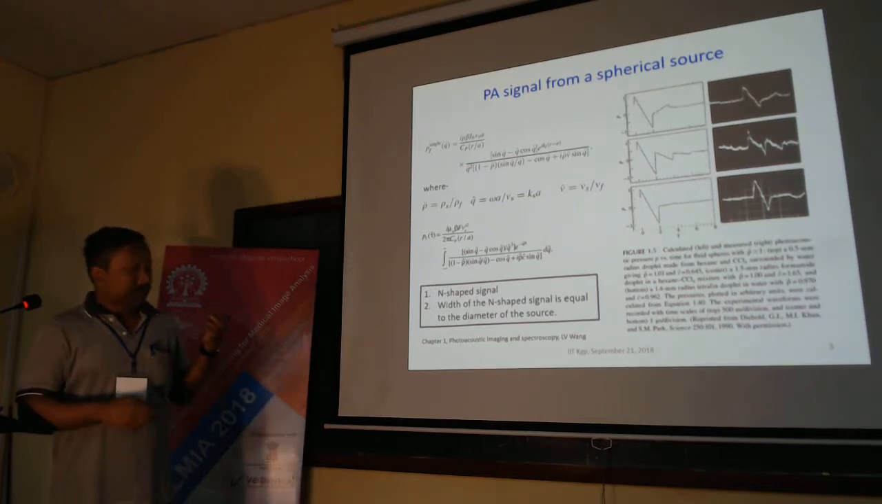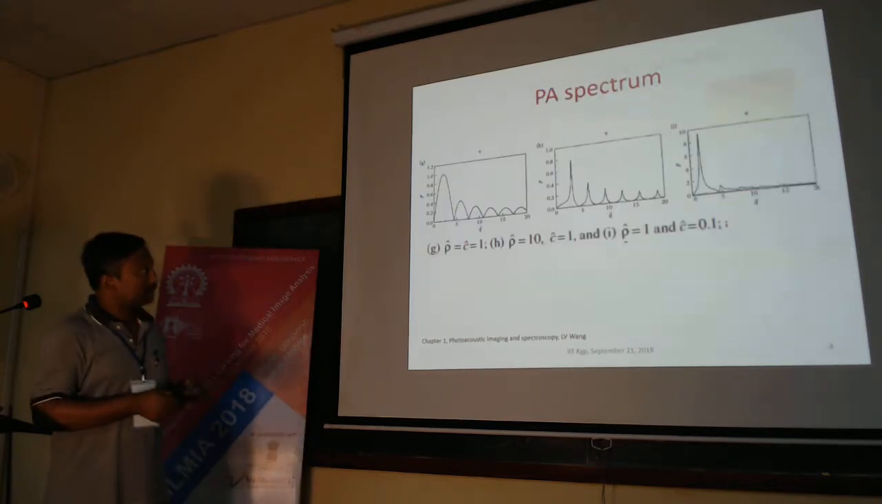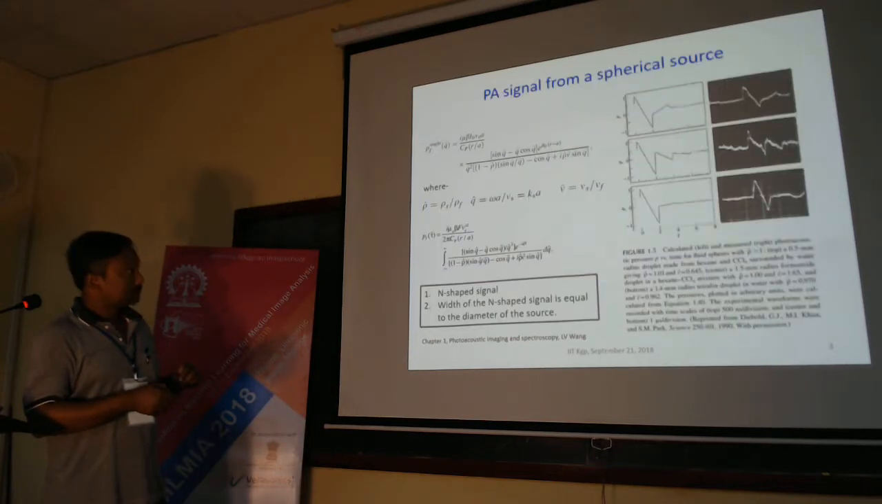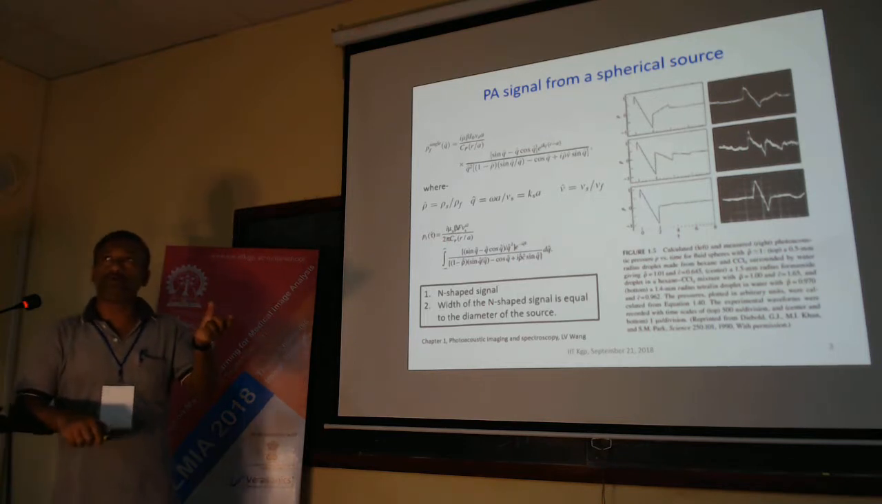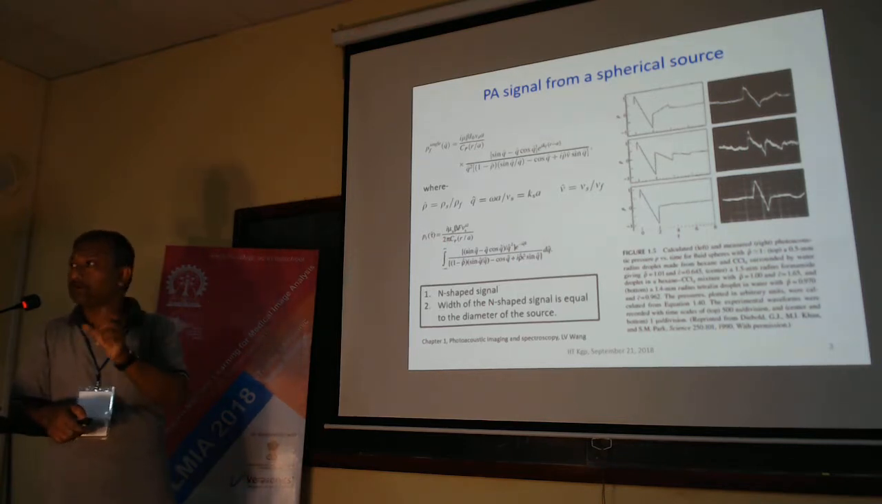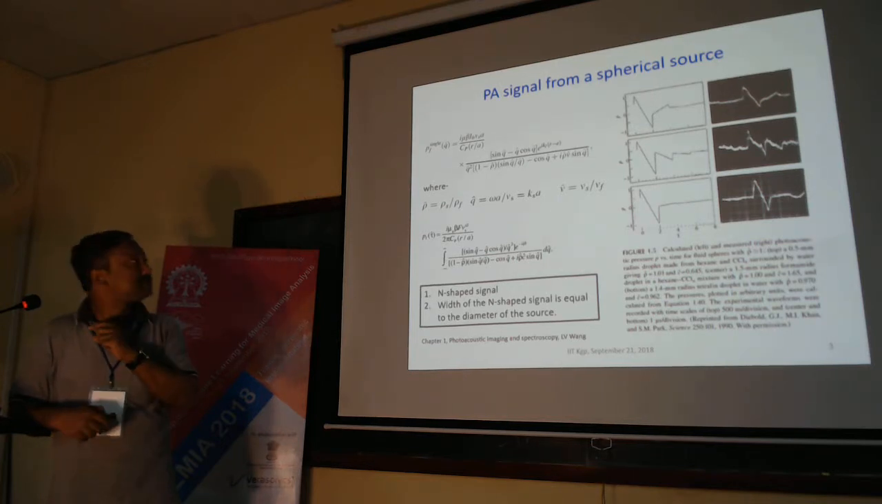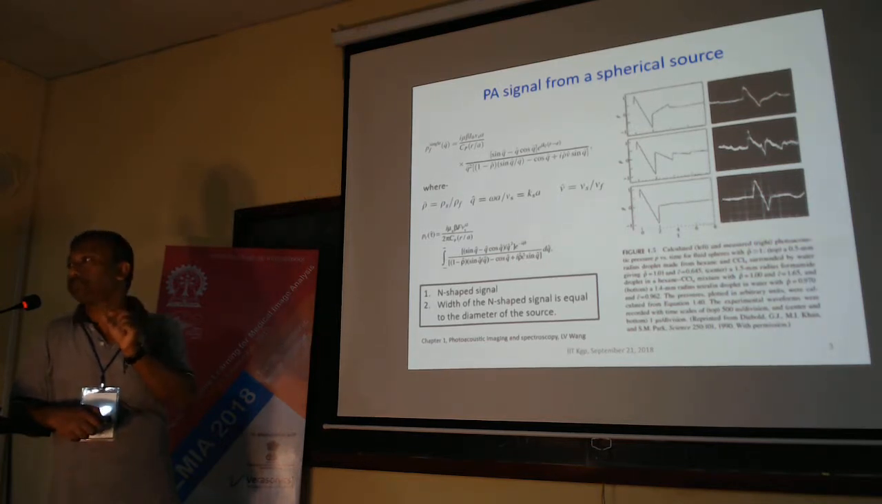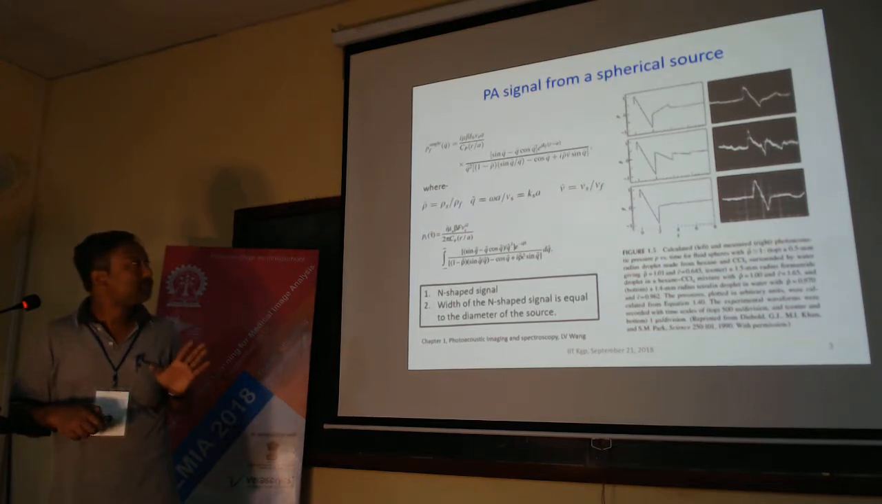And the width of this pulse, where the x-axis is t, if you multiply it with the velocity of sound, then you will get distance, and this distance will be equal to the diameter of that absorber. This is a very well known relationship that people know.